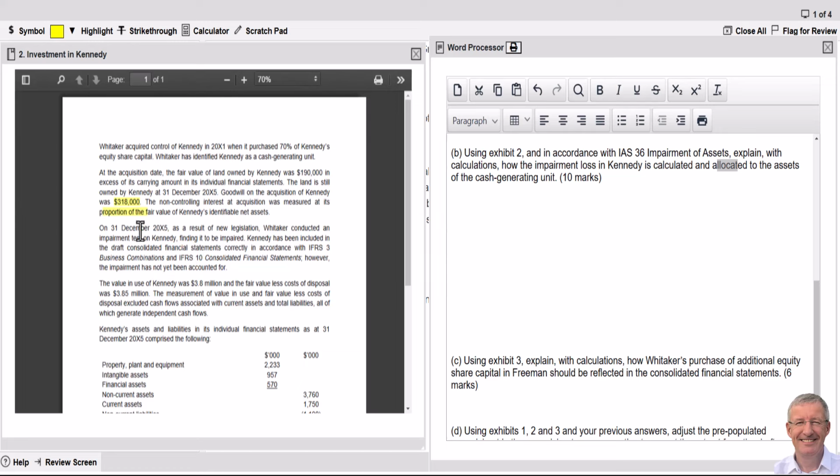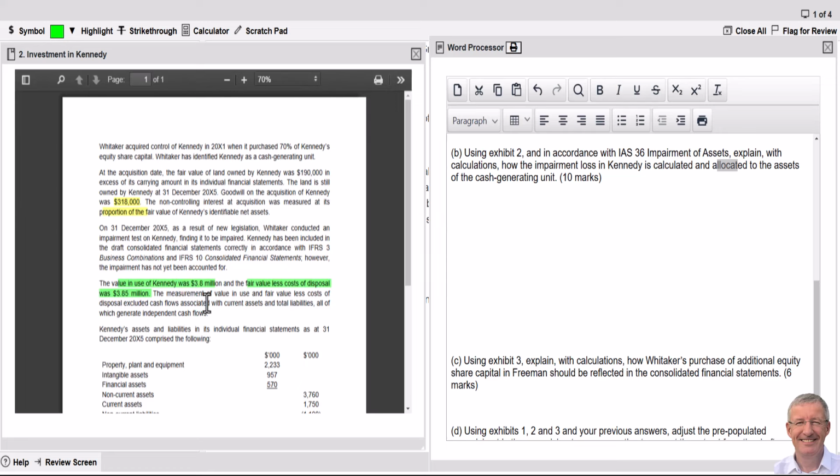At our year end, we've done the impairment review. It is impaired and it's not been accounted for. So the impairment has not been accounted for. So we've got a blank sheet. We don't have to correct anything. We just put the impairment review process. We've got a value in use of 3.8. That's given to us. That's part of it. And we've got a fair value less cost to sell at 3.85. So we're going to have to make a judgment call as to which of those two is the recoverable amount.